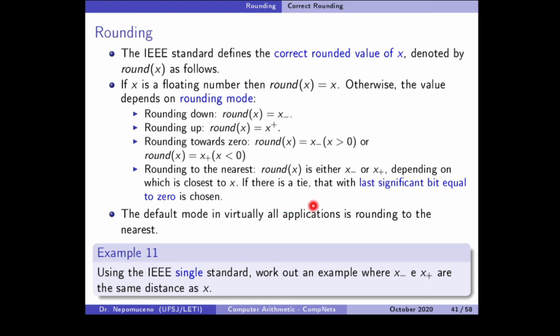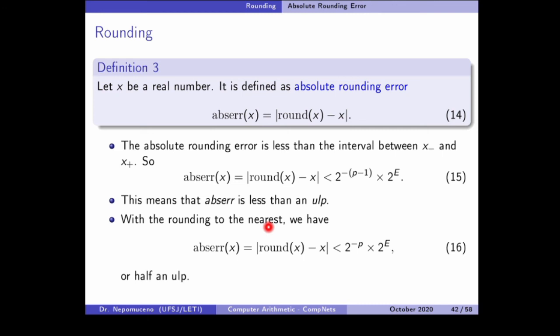If there is a tie, the one with the least significant bit equal to 0 is chosen. The default mode in virtually all applications is round to nearest. In this example, we use the IEEE single standard to work out an example where x minus and x plus are the same distance from x.